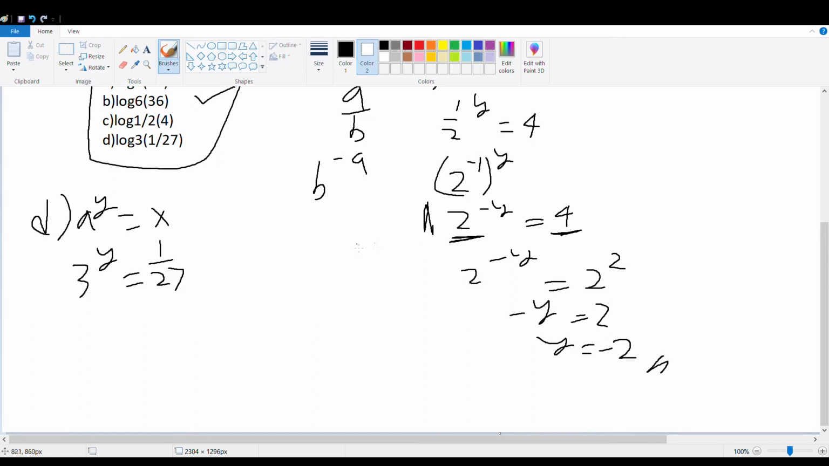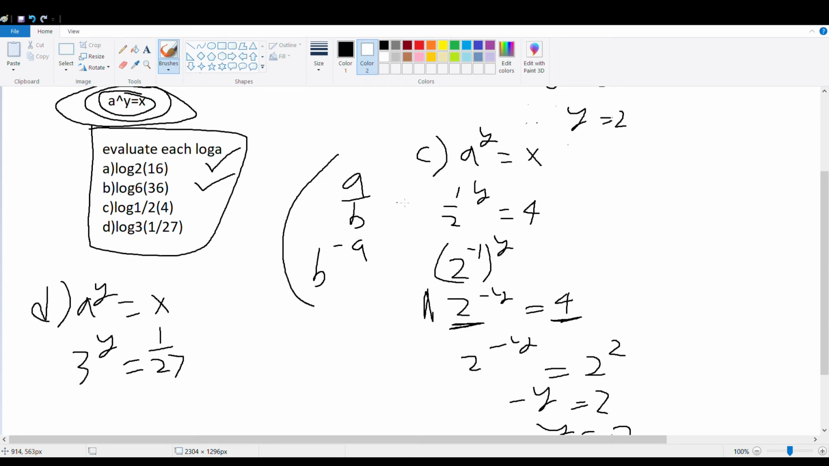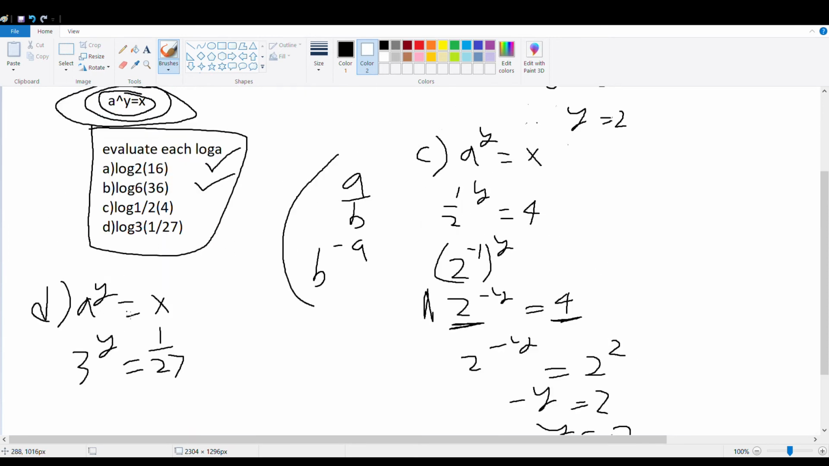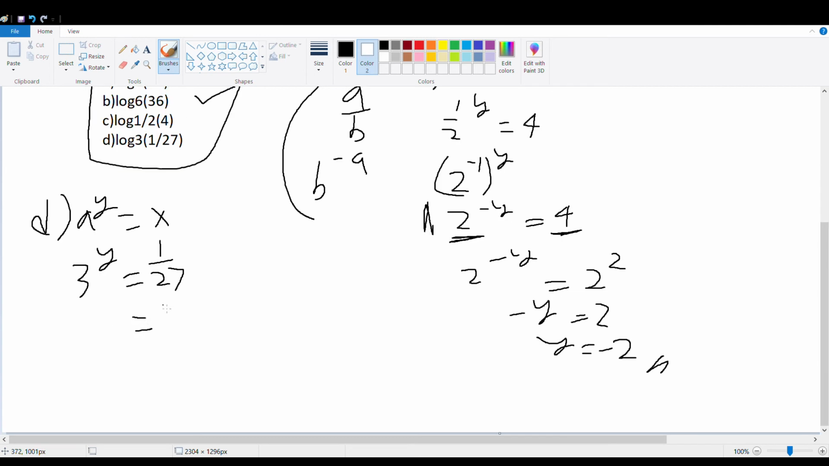As I've taught you before, from part C, 1 over 27 is essentially the same as 27 to the power of negative 1, which is 3 to the power of y. As I've told you before, the base component needs to be 3, so 3 to the power of y equals 3 to the power of negative 3, because that's what 27 is, and y equals negative 3. So that's pretty simple, right?